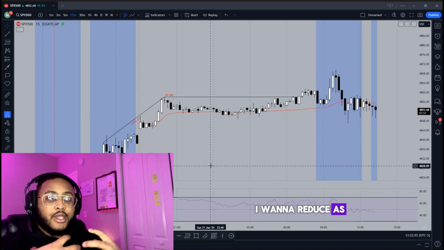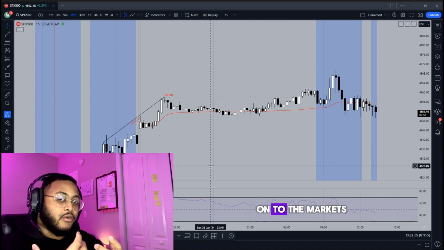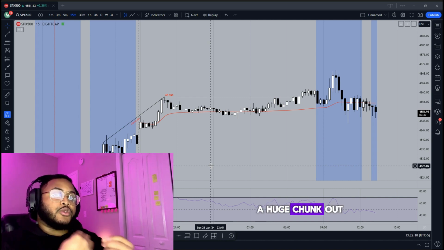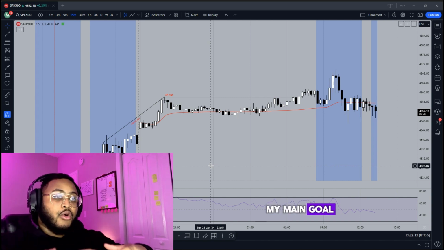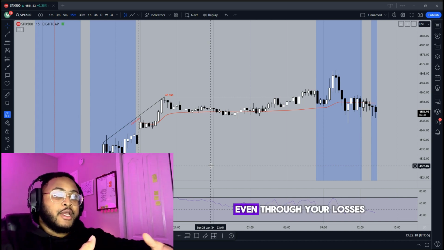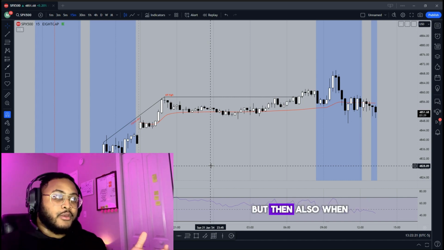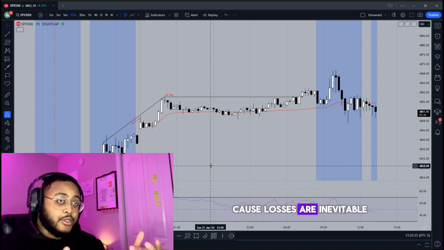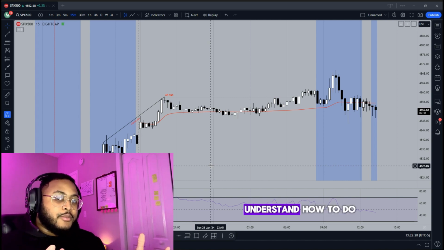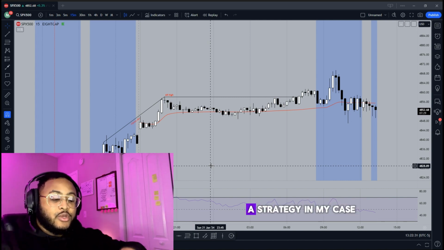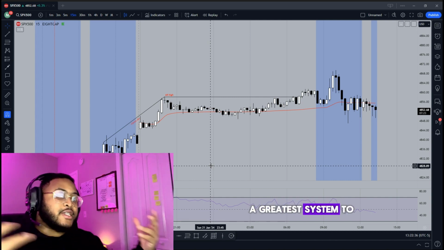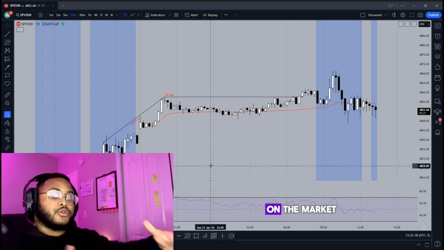I want to reduce as much exposure that I have onto the markets so that even if I lose, I don't lose a huge chunk out of my account. My main goal, or the main goal of every trader, or should be, is to be sustainable even through your losses. So yeah, you can make profit, but then also when you start taking losses, because losses are inevitable, you start to lose less. But the only way that you truly understand how to do that is when you have a strategy. In my case, this is how I'm viewing it, and you have a graded system to help you reduce your overall exposure on the market.